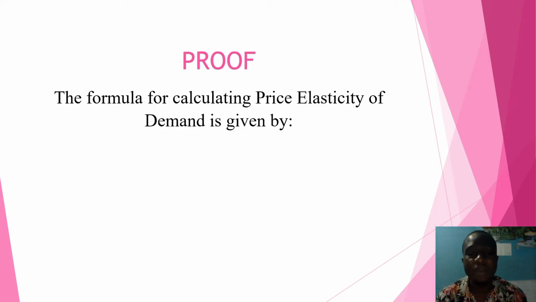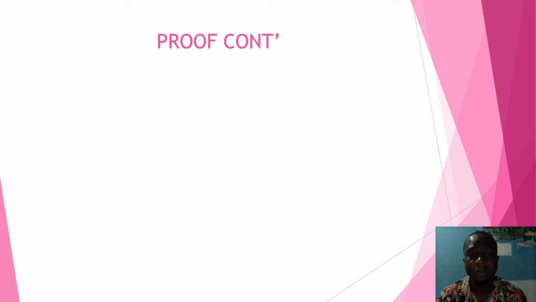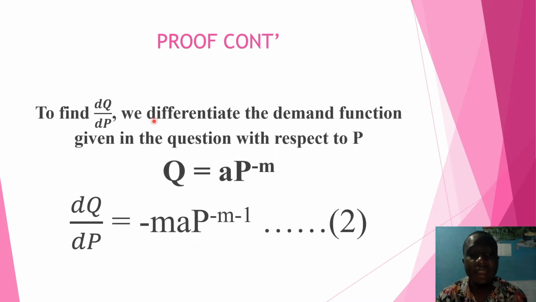The first thing we have to look at is how to calculate the price elasticity of demand. Here the price elasticity of demand is given by dQ over dP multiplied by P over Q, and let us name this equation 1. Having known this, we first need to find dQ/dP, that is, differentiating the demand function given in the question, Q equal to AP exponent minus M, with respect to P.